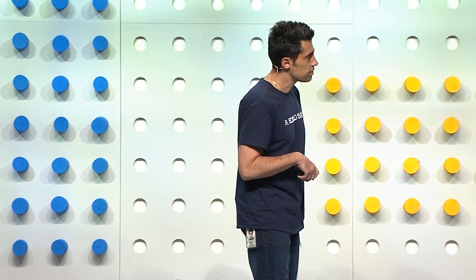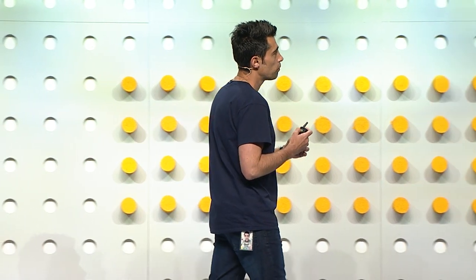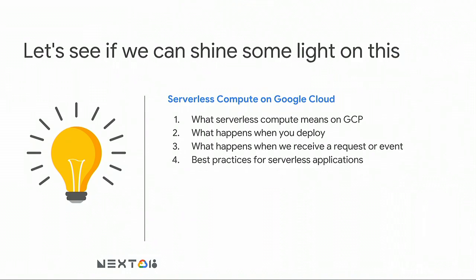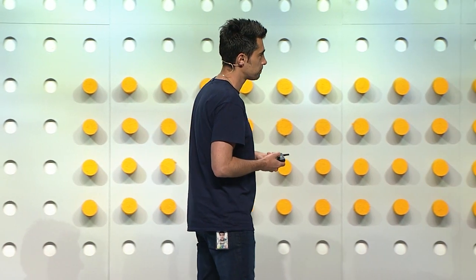We'll cover 4 topics. First of all, what's the definition of serverless compute on cloud platform? Secondly, what happens when you deploy? What steps do we actually take when you write that command line, gcloud functions deploy? What happens when we receive an event or a request? How does that travel through the system? And then we'll close with some best practices. What do you do with this information once we've revealed it to you?